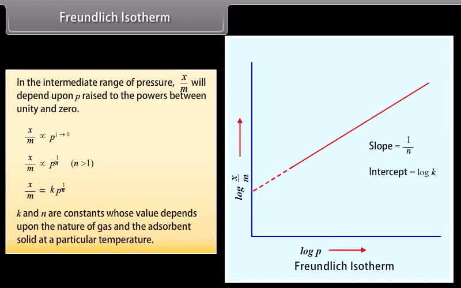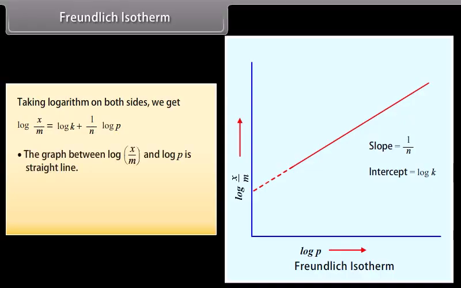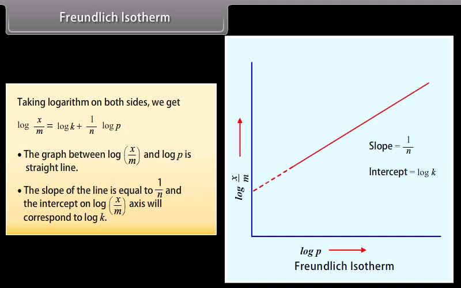k and n are constants, whose values depend upon the nature of the gas and the adsorbent solid at a particular temperature. Taking logarithm on both sides, we get log(x/m) = log k + (1/n) log P. The graph between log(x/m) and log P is a straight line. The slope of the line is equal to 1/n, and the intercept on the log(x/m) axis will correspond to log k.